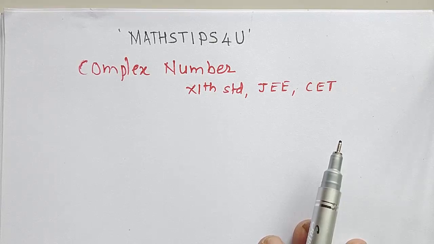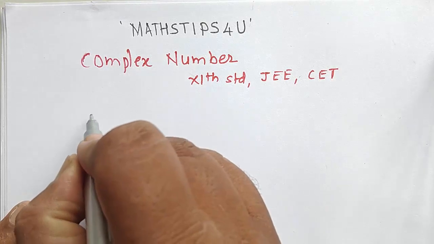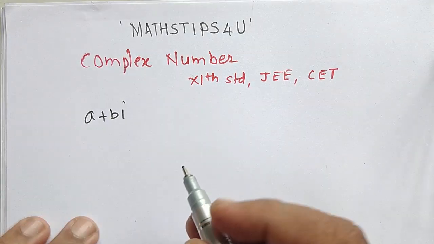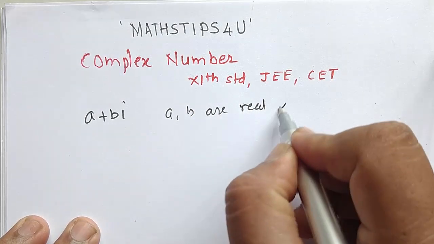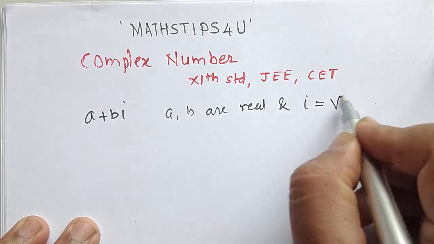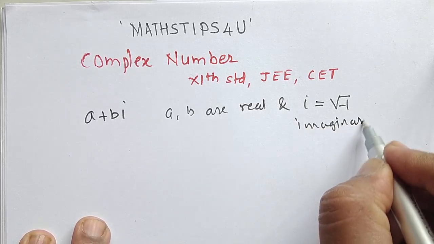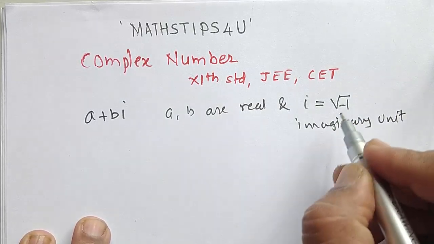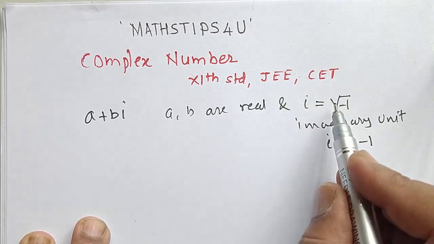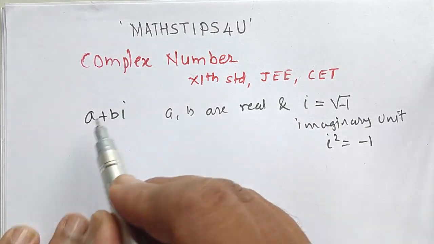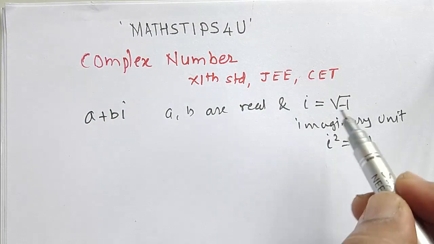Now, we shall see what is meant by a complex number. The number which can be put in the form a plus bi, where a and b are real and i is equal to under root of minus 1, that is the imaginary unit. The square of i, that is i square, is equal to minus 1. So, it is an imaginary number. Therefore, a number of the form a plus bi is called a complex number. Here a and b are real and i is the imaginary unit.